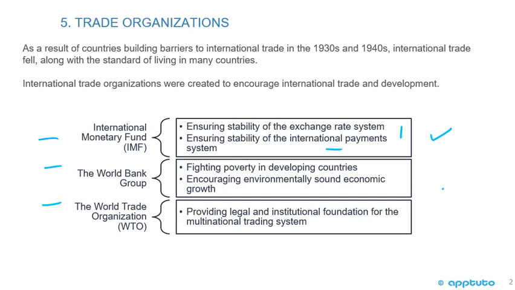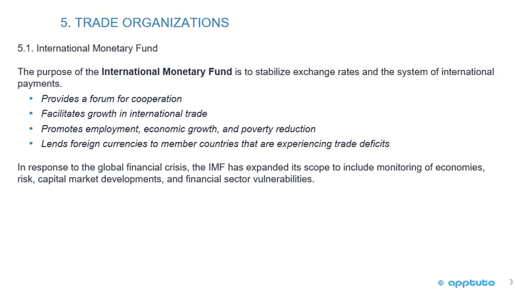So if we look next at the World Bank Group, what are the objectives? Fighting poverty in developing countries and encouraging environmentally sound economic growth. So you can see the IMF is stability of payments, the World Bank is fighting poverty and environmentally sound economic growth, and the World Trade Organization, as you would expect, has the objective of providing the legal and institutional foundation for the multinational trading system.